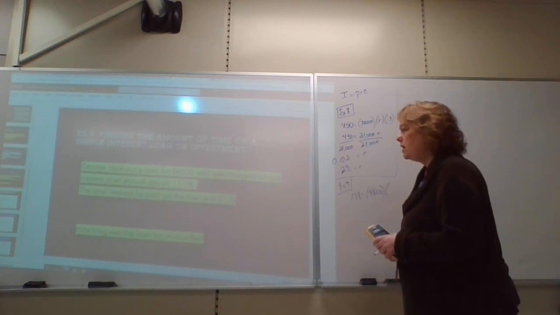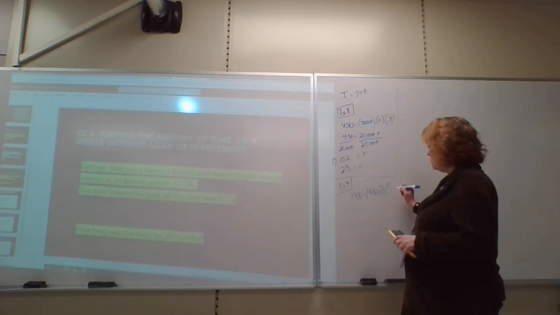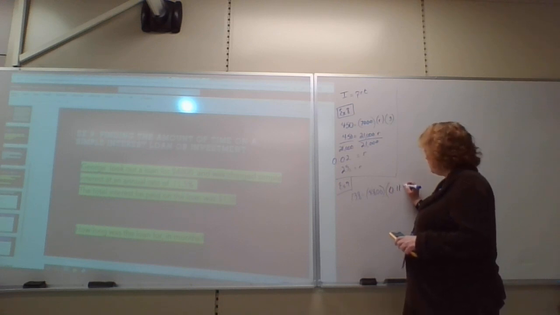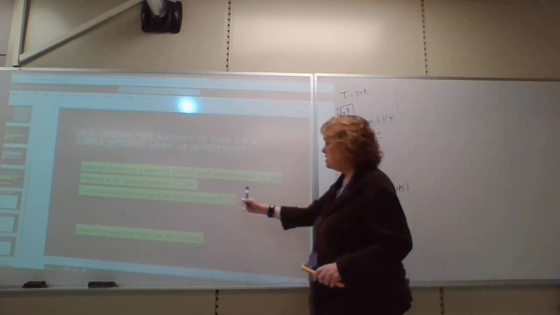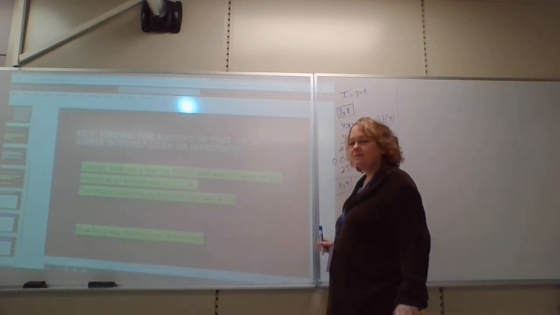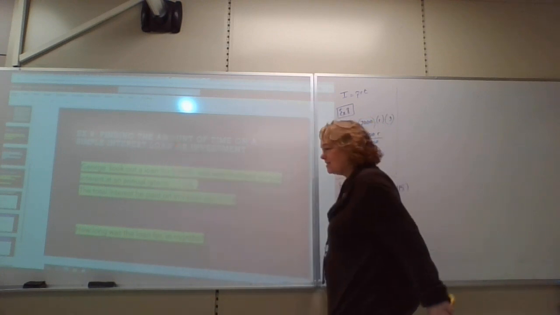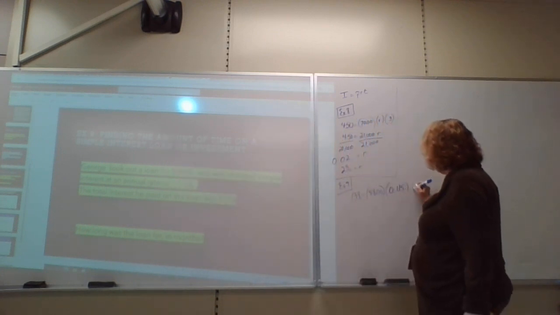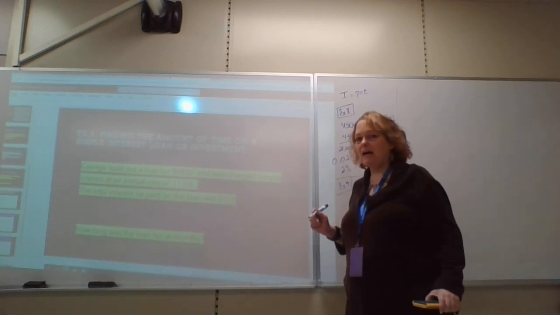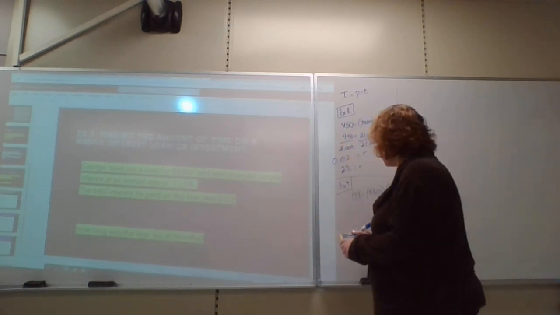R is for rate, so let's change it to decimal. 0.115. Remember, 2 places over. And we're looking for T. First, you need to find it in years, then you times it by 12. So let's go ahead and do that.